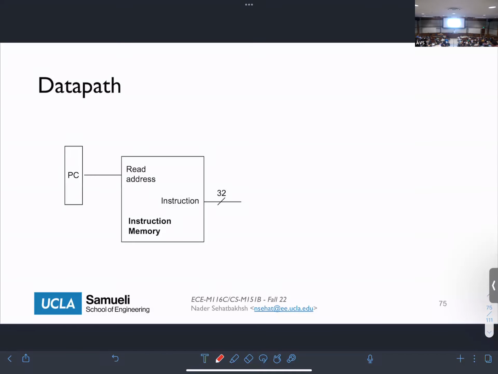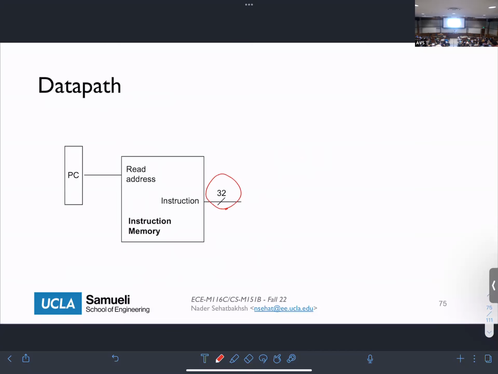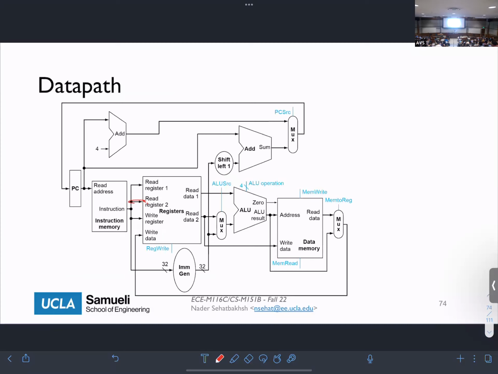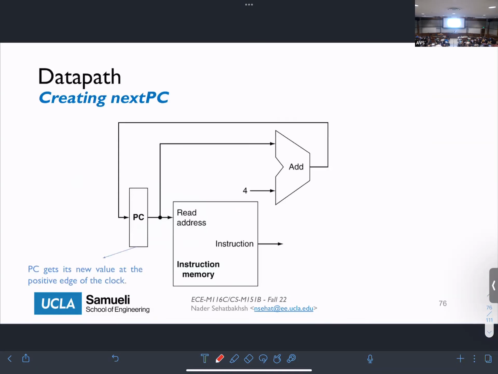So far, we have our PC, we have our instruction memory, and we have our 32-bit instructions. Then I told you that there is a register file that needs to be connected to this. I'll get to that point later. But let's first talk about the next PC, this portion of the data path. Our next PC should be either PC plus 4, or it should be jumping to somewhere else in our memory. So let's start with the simple task of creating just PC plus 4.